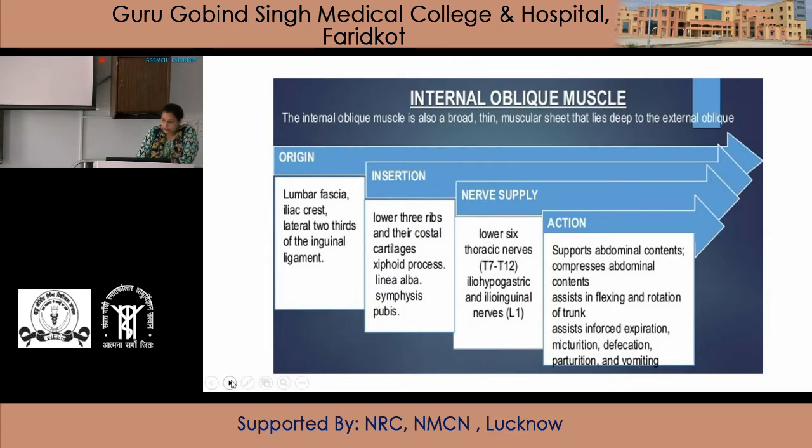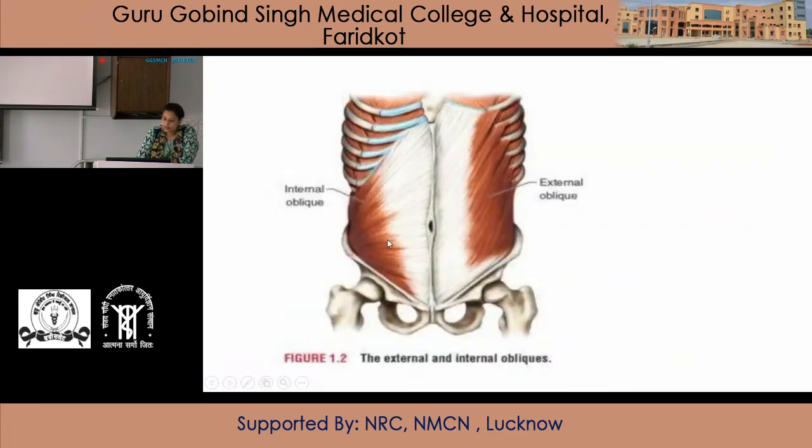The direction of the fibers of the external oblique is downward and forward, and the direction of the fibers of the internal oblique is upward, forward, and medially. These two muscles cross each other at right angles. So the fibers of the internal oblique cross the fibers of the external oblique muscle at right angles.